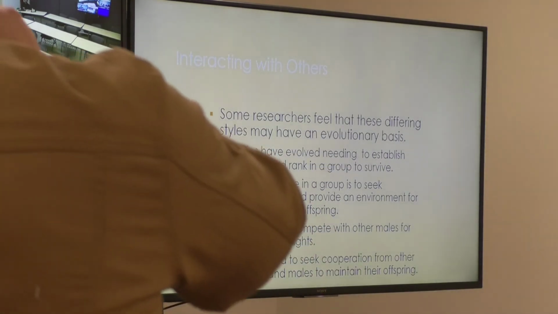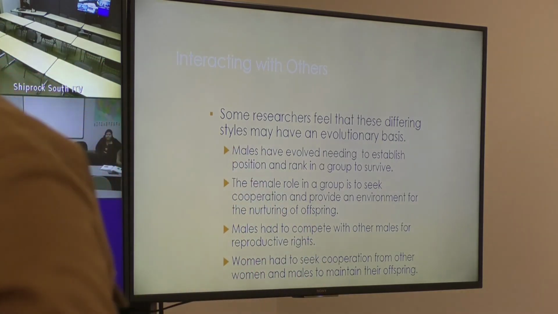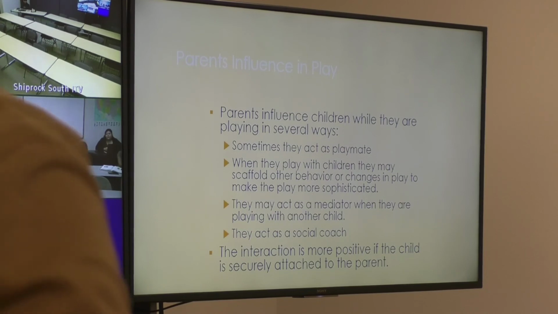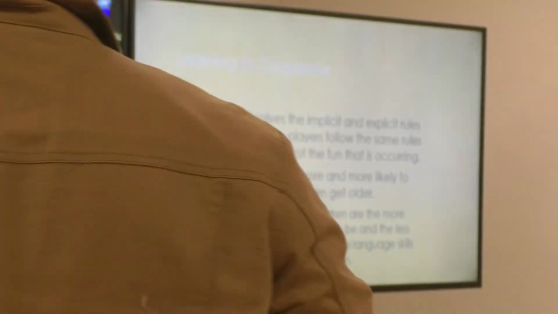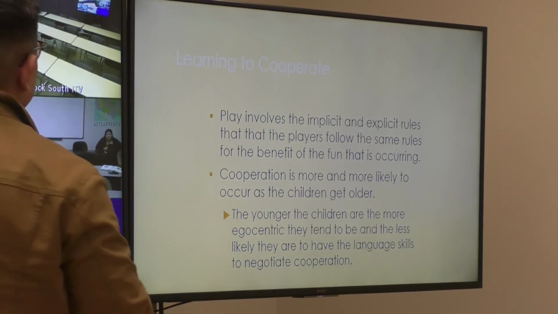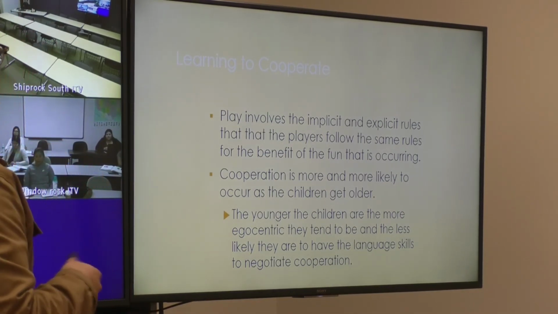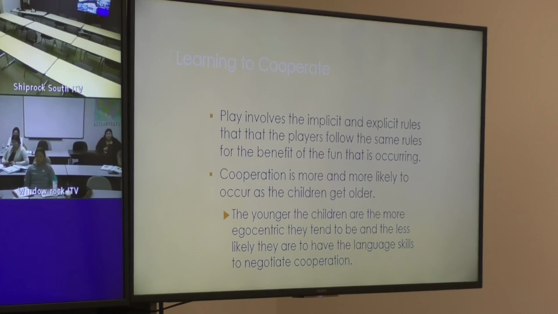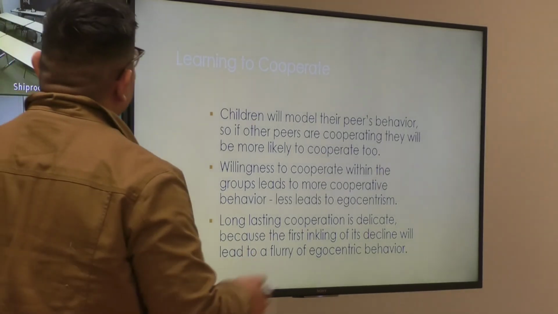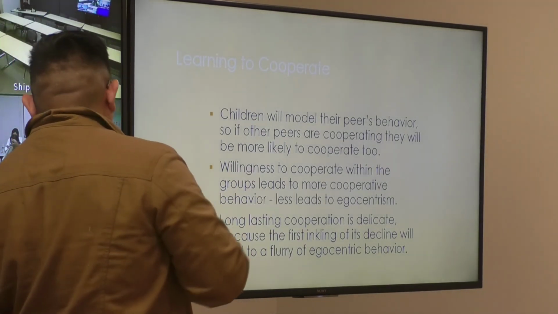Some researchers feel that these different styles may have an evolutionary basis. Parents influence children while they're playing in several ways. Sometimes they act as playmates, and they act as social coaches. Play involves implicit and explicit rules that the players follow for the benefit of the fun that is occurring. Cooperation is more and more likely to occur as the children get older. You're hoping children will model their peers' behavior, so if other peers are cooperating, they will be more likely to cooperate too.